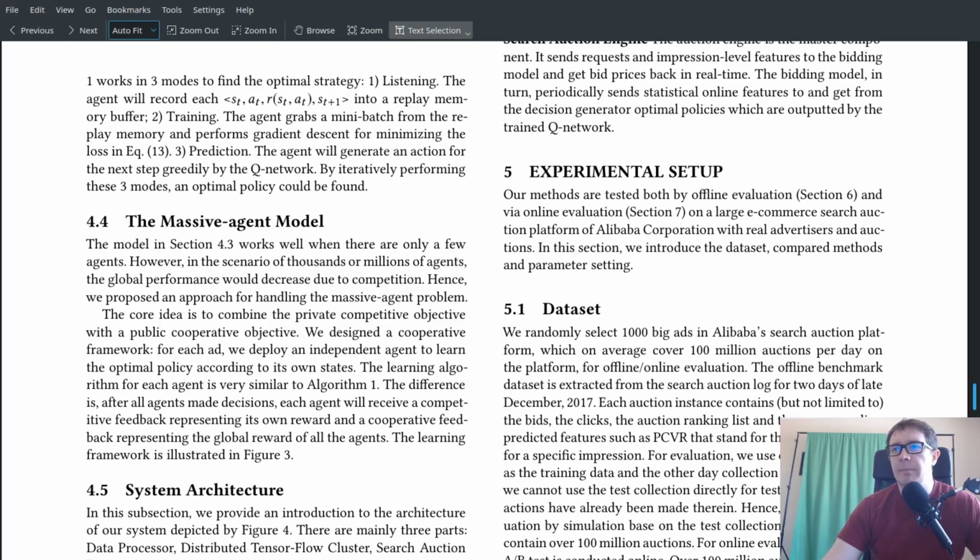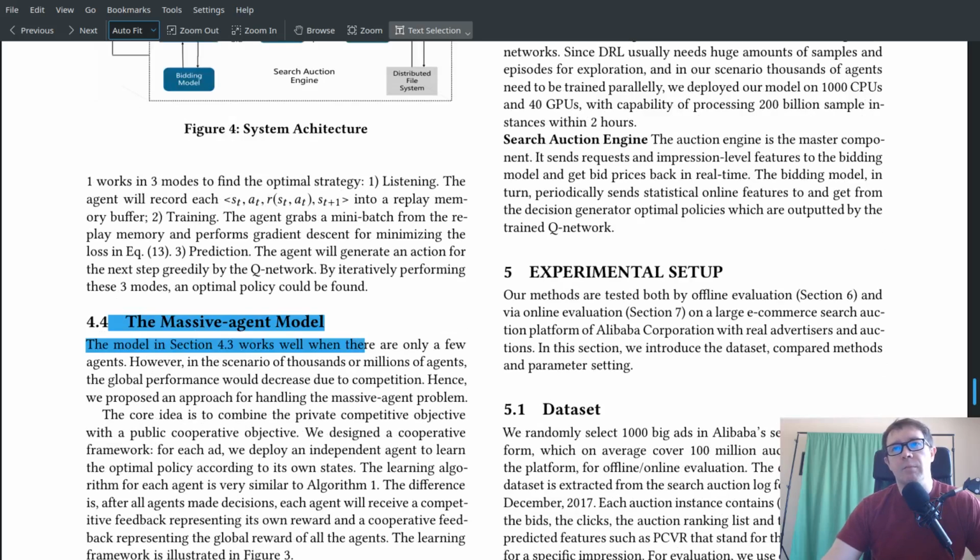So they talk about PCVR, and that's given to them by Alibaba. Who knows how that's calculated? Alibaba probably not going to tell you. They're like any other advertiser. They also talk about a massive agent model. So the point here, this isn't fundamental to the paper.